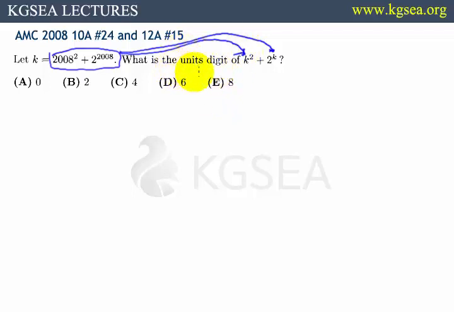What they want to know is not the answer to this. They wanted to know the unit digit of it. Okay, how do we do this? Let's find the unit digit of k first to see if it shines any light on our reasoning here. Okay, do you know the unit digit of this?